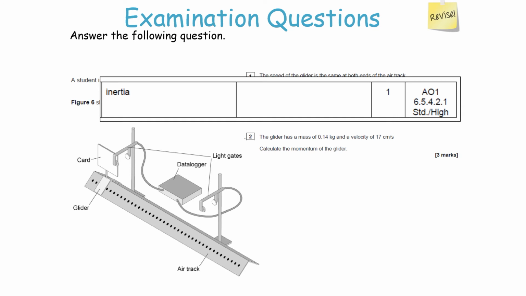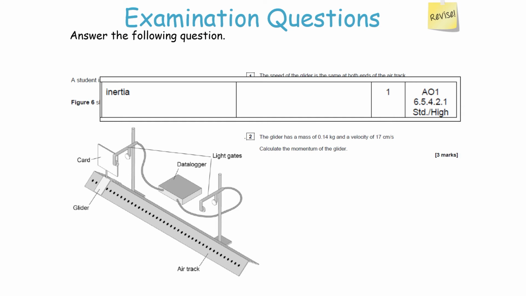Now the next one is a couple of things you've got to get you 3 marks. Firstly, you've got to remember that momentum equals mass times by velocity. So you've got to multiply the two values together, but it's worth 3 marks. You should always think to yourself, what's the trick in this question? Where's the third mark coming from? And the third mark is coming from the fact that it's given the velocity in centimeters per second. Because we don't work in centimeters per second in physics, we work in meters per second. So it should be 0.17 meters per second.